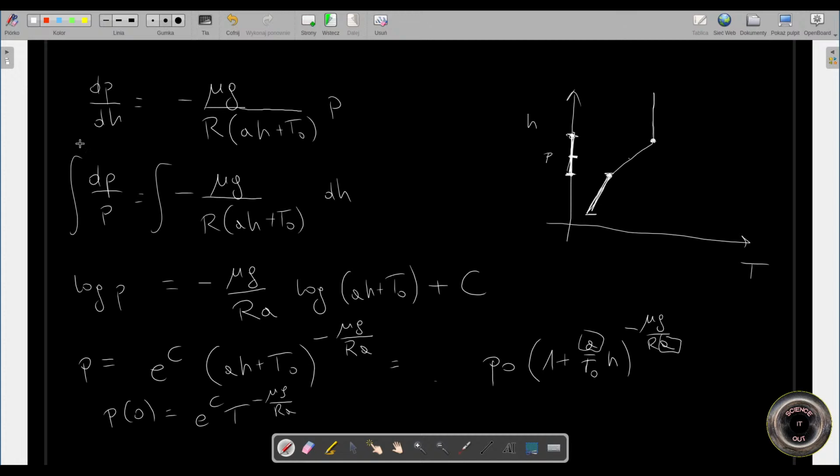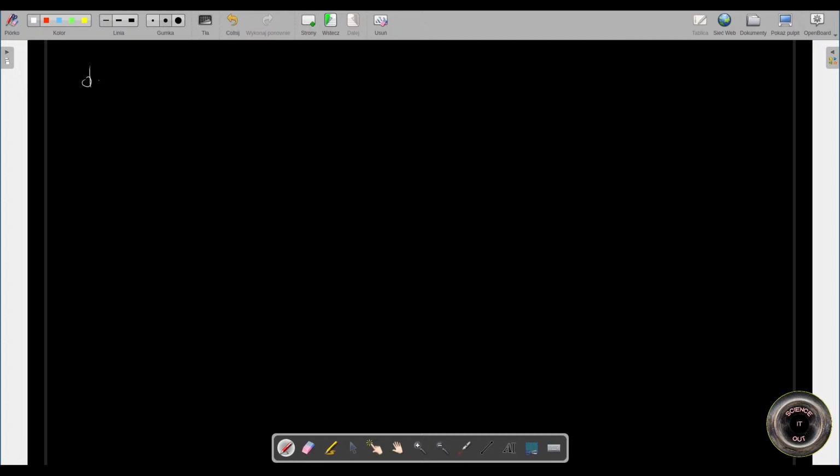So we need to go back to this equation, and we need to solve it with A equals 0. So we have then dp over p equals minus mu g over RT0 dh. T0 is a constant, so now everything here is a constant, and we have that log P equals minus mu GH divided by RT0 plus a constant.